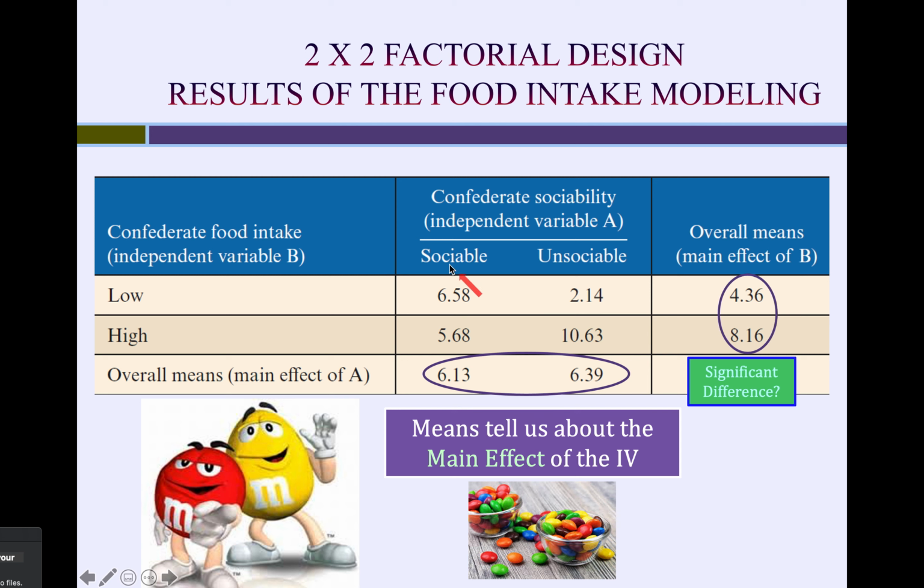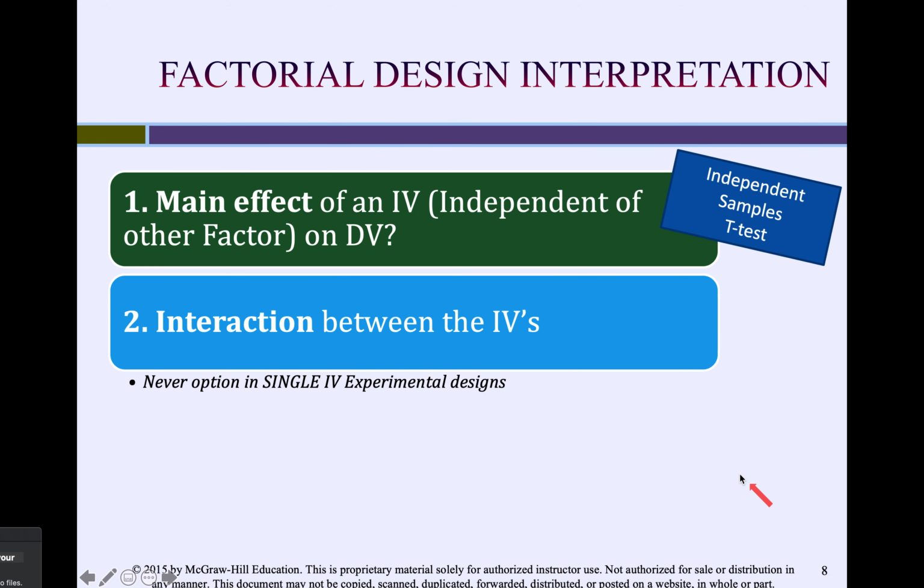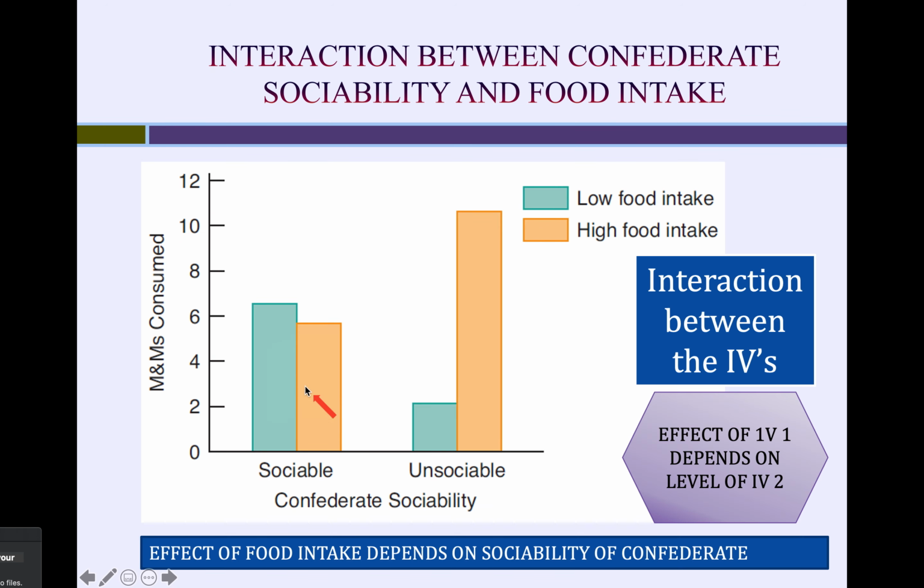If you're with a sociable Confederate who eats a low amount of M&Ms, then you yourself eat about 6.5 M&Ms, so on and so forth, as we've described before. So moving back to that particular bar graph slide, let's take a look at this. Again, if you're with a sociable Confederate who has low food intake, you eat a little over 6 M&Ms. If you're with a sociable Confederate who eats high food intake, those participants are eating just under 6 M&Ms. Maybe it was like 5.86 and 6.5. So they were relatively the same.